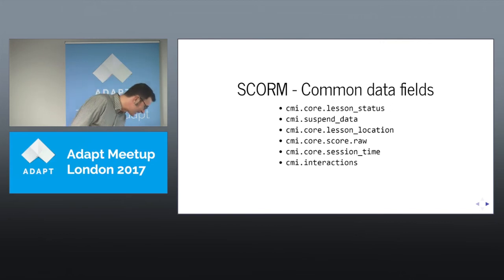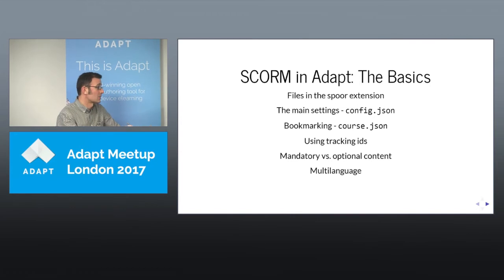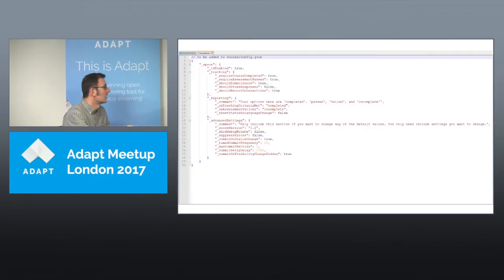SCORM specifically in ADAPT. Spoor is mainly configured through config.json. There's various settings in here. As with all of the plugins, you can find an example.json that shows you all the different settings. But I think the key things here are these two guys: require course completed and require assessment passed.